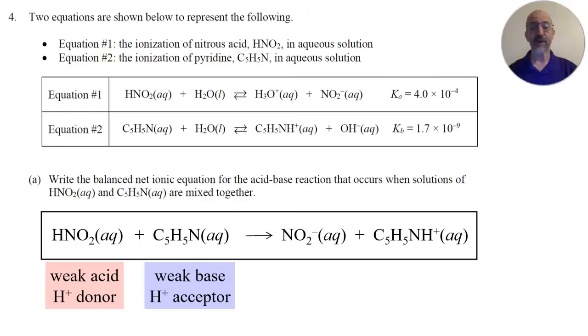And on the right side of the equation, we have the conjugate base of nitrous acid, or NO2-, and we have the conjugate acid of the pyridine, the pyridinium ion, which is C5H5NH+. So that is the answer to part A. Let's go ahead and move on to part B of this question, which involves some calculations.